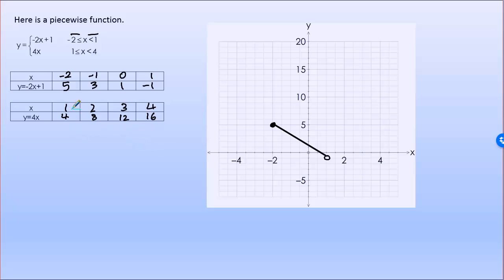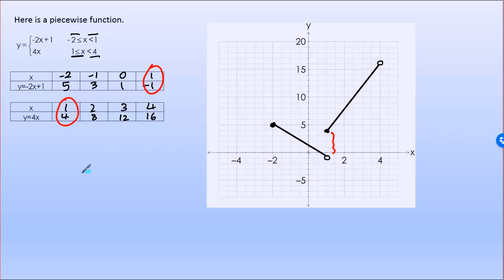Now 1, 4, and this is a less than or equal to, so 1, 4, there's a little jump here and it's going to go to there. So that one's going to be filled in. And 4, 16, this one's a less than, so that needs to be hollow. And then we join those. Now note on this one that there is a gap here. So 1, -1 and 1, 4 are not at the same point.